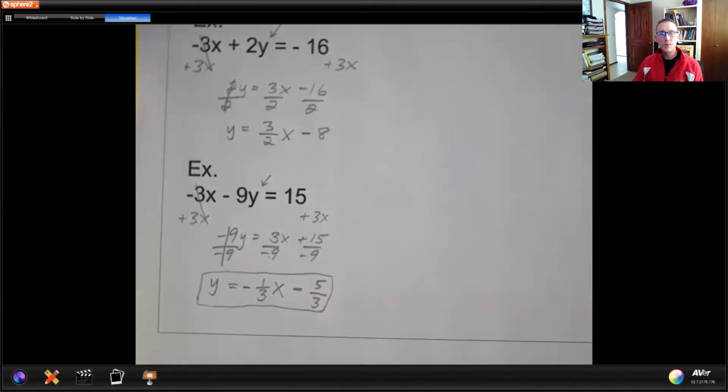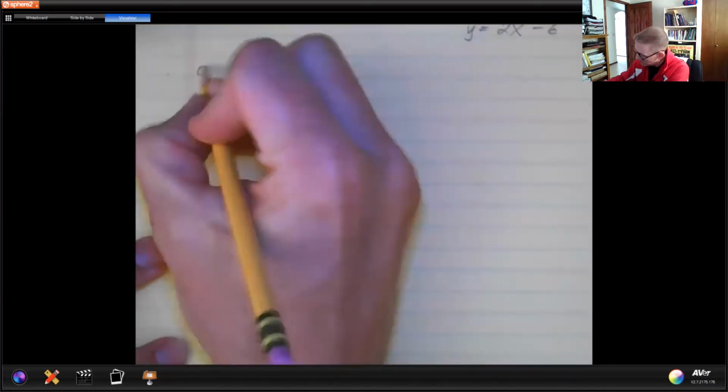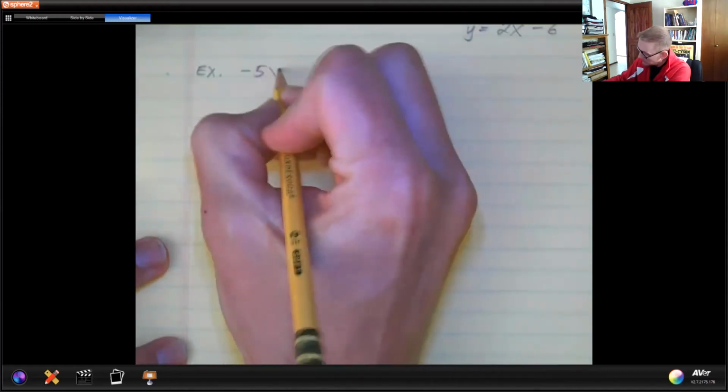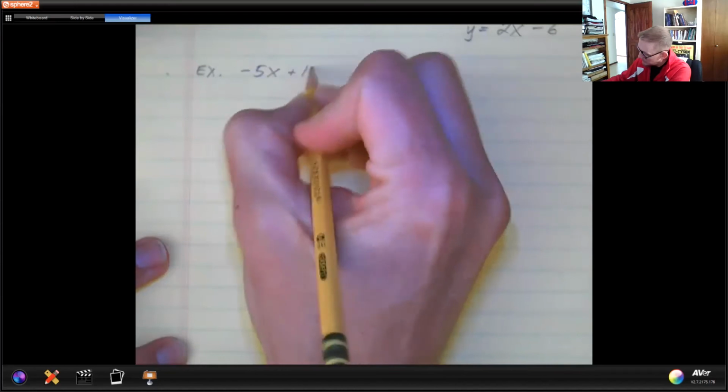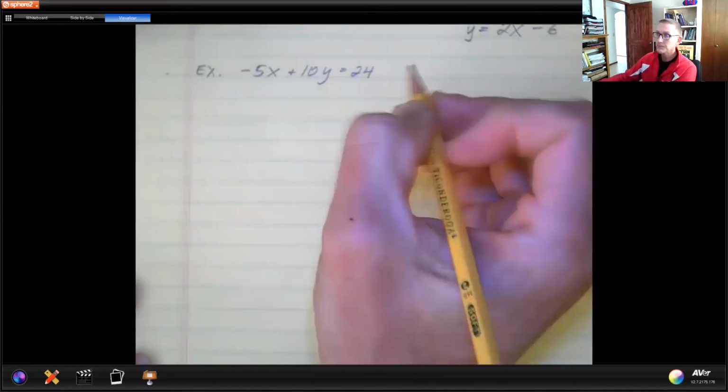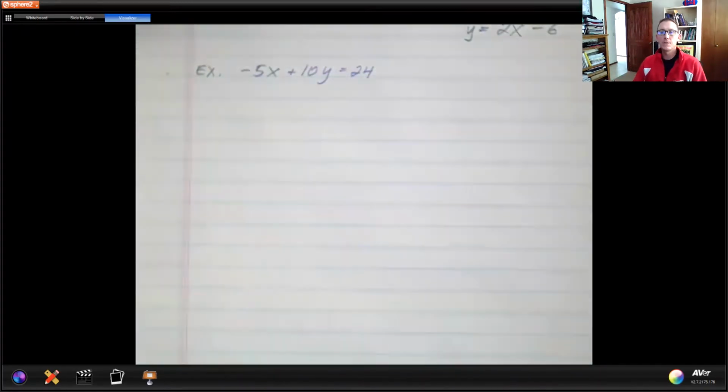So this one here is going to be the trickiest when it comes to having to get y alone and manage your fractions. So let's have you guys go ahead and try an example here yourself. So let's put an example in here. So this example that I want you to try is going to be minus 5x plus 10y equals 24. So go ahead and stop this video here for a moment and then go ahead and solve the problem. Remember, you're getting y alone and you're going to have fractions that need to reduce.